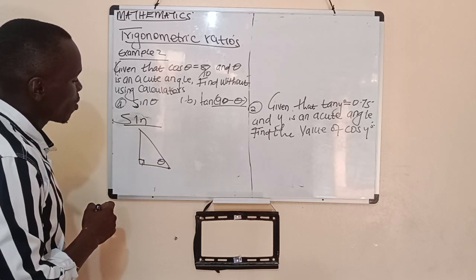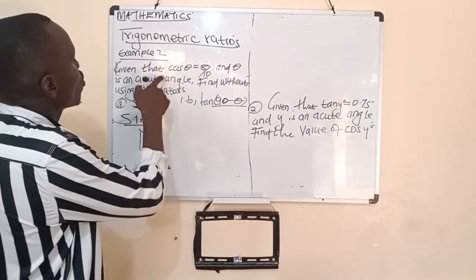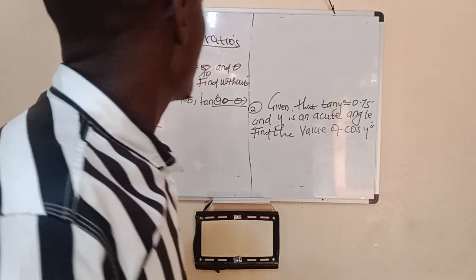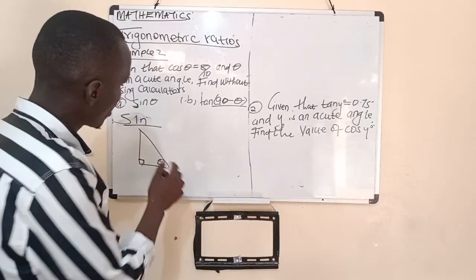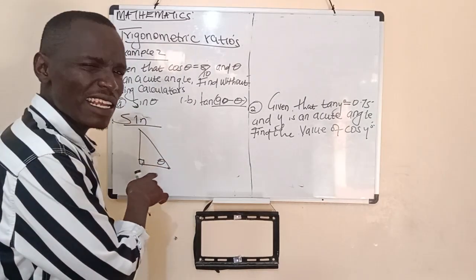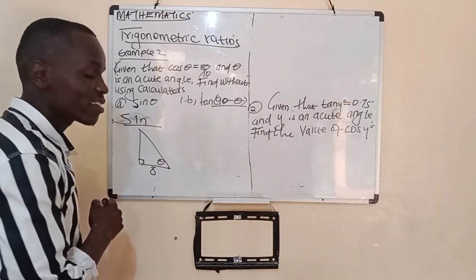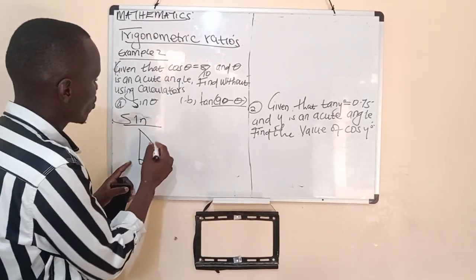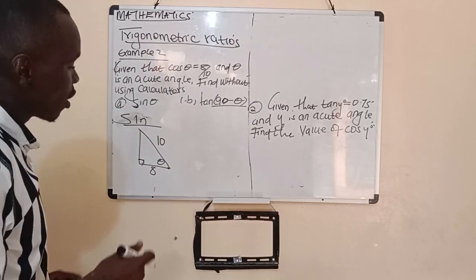Now, from this point, we know that this is theta. So if this is theta, we have been told that cos theta is given by 8 all over 10. Cos is adjacent over hypotenuse. So we already know that the adjacent is 8 because we know that this is the adjacent. Then the hypotenuse is 10 because it is the longest side.